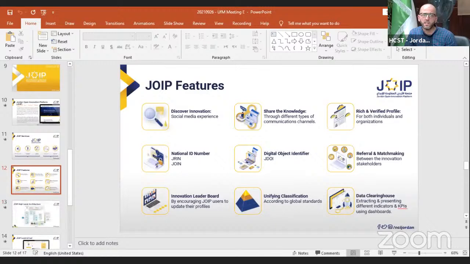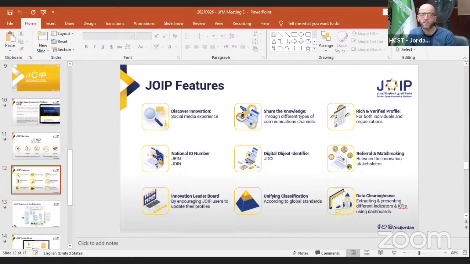Mainly for the first release, or the first version of Joy, we will have different types of features, starting with discovering innovation, as I mentioned, in a social media fashion. We will share knowledge through AI techniques included in Joy. It will be easy for you to reach and connect with any researcher, entrepreneur, or innovator in the ecosystem in Jordan, and from there you can build partnerships. You can build your own startup. You can do anything you want through Joy.